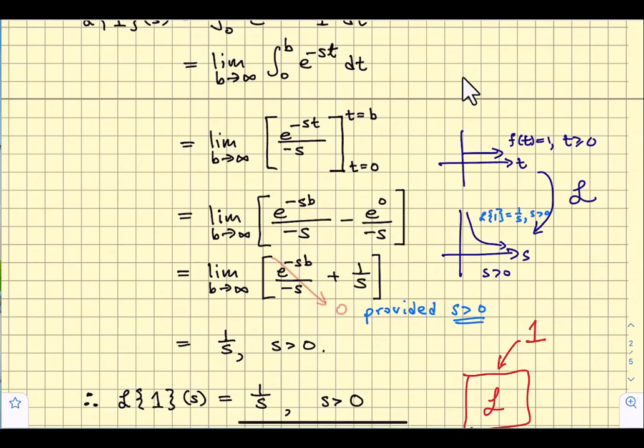So the idea here is that we took a function in the t domain, f of t equals 1, and we transformed it via this Laplace transformation. We produced a new function that has its own domain, its own range, its own graph, and we transformed this function into this function.